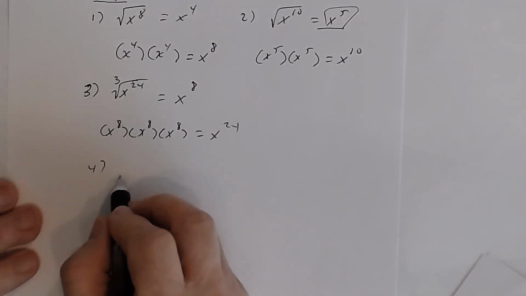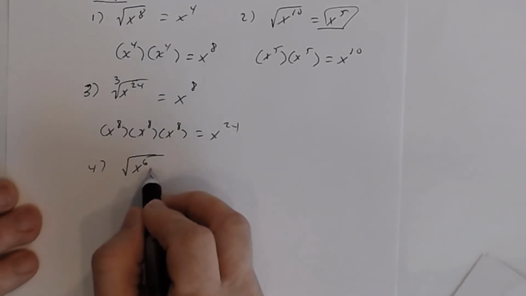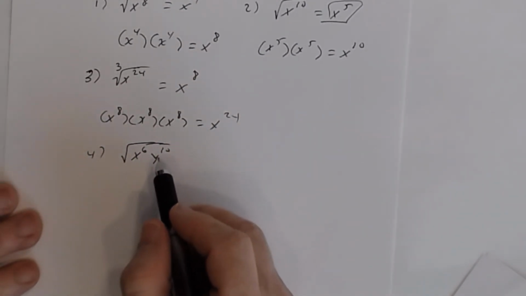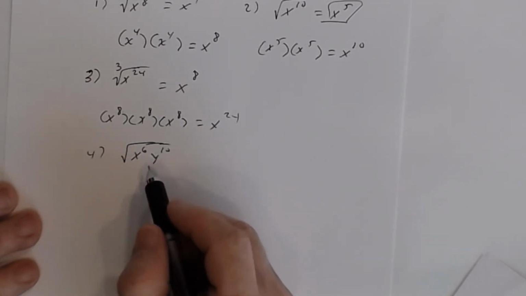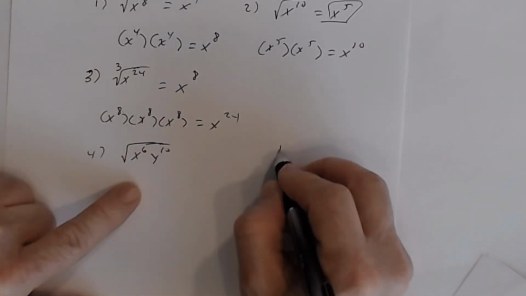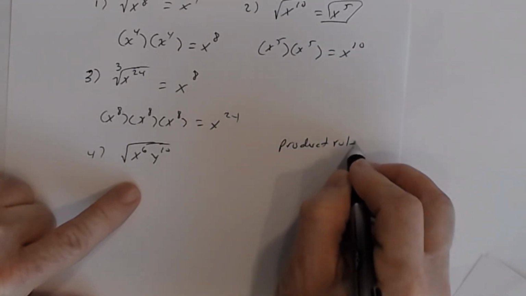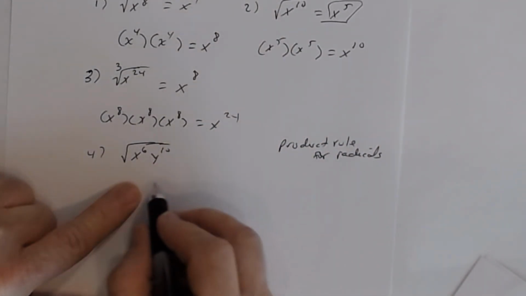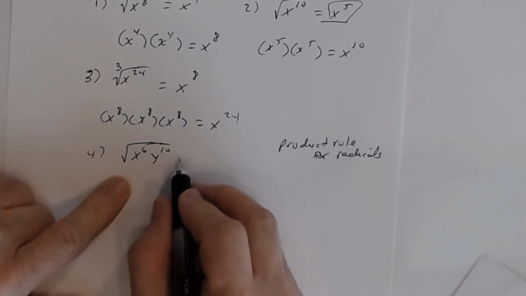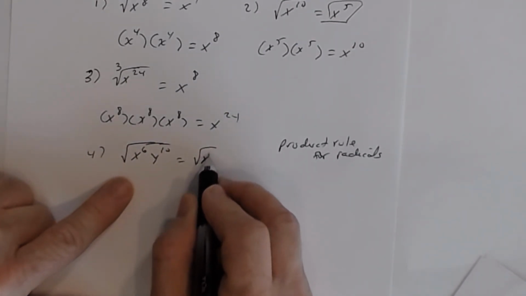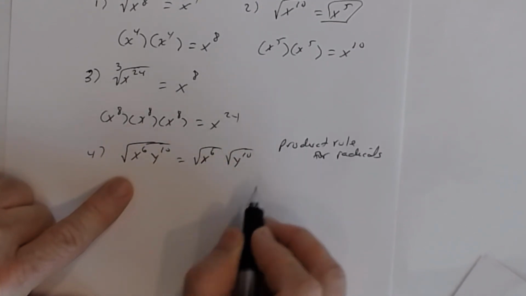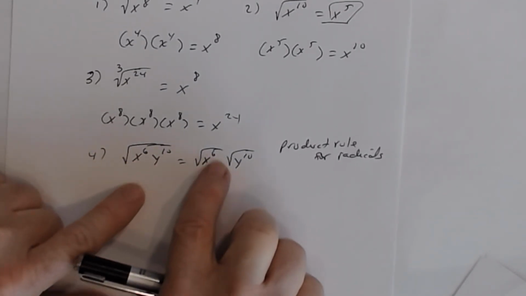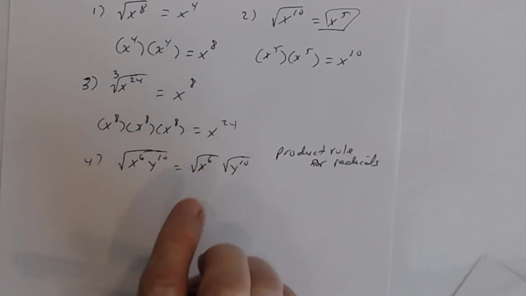All right, number 4, we have the square root of x to the 6th times the square root of y to the 10th. So don't let the fact that there are 2 different variables in the radicand bother you. I can write this using the product rule for radicals as the product of 2 separate square roots. In other words, the square root of x to the 6th times the square root of y to the 10th. According to the product rule for radicals, you can rewrite a square root of a product as the product of each square root.